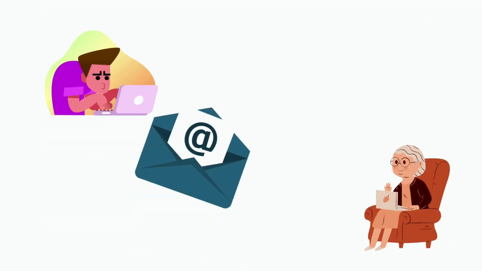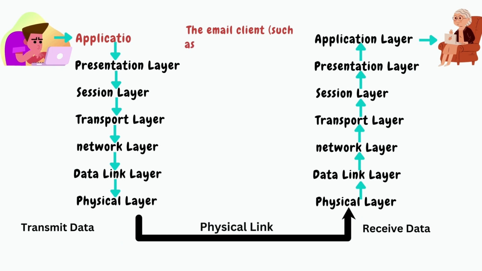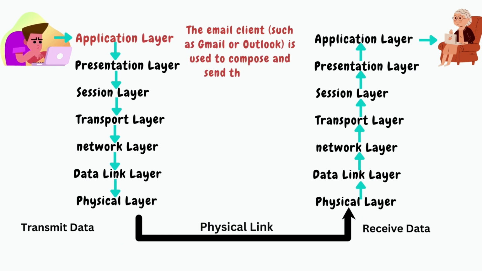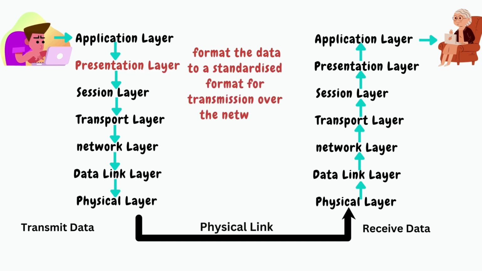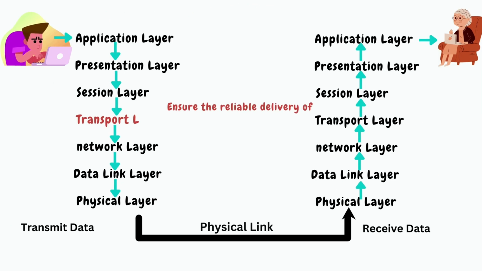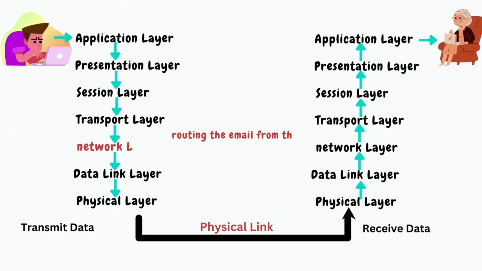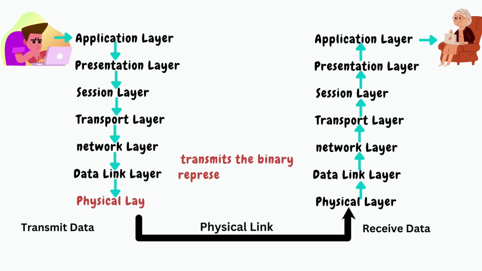Now we will see how your grandma gets your email through the OSI Model. The email client is used to compose and send the email. In the application layer, the presentation layer formats the data to a standardized format for transmission over the network. The session layer establishes and maintains the connection between the sender and the recipient's email servers. The transport layer ensures the reliable delivery of the email from the sender to the recipient's email server. The network layer routes the email from the sender's email server to the recipient's email server. The data link layer physically transmits the email over the network. The physical layer transmits the binary representation of the email over the network.